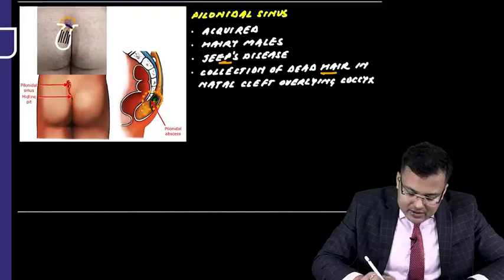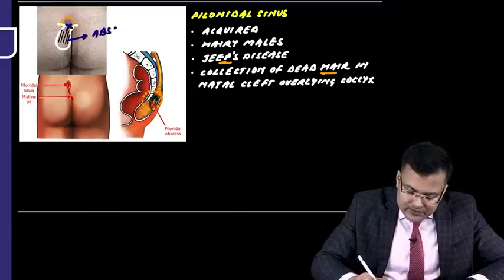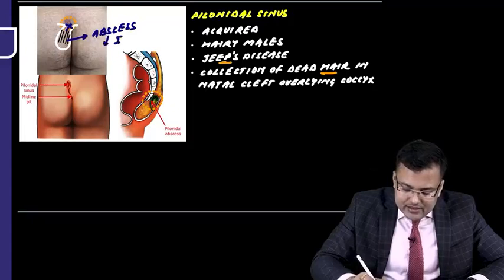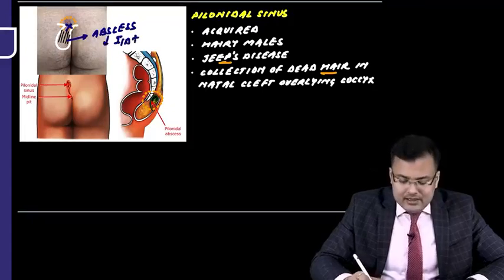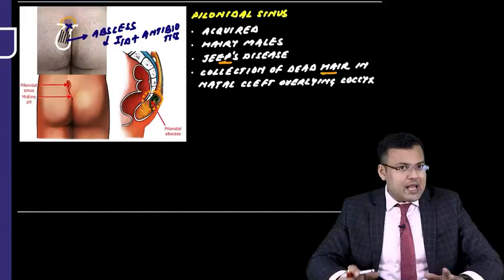Whenever its tract is obstructed, it gets infected. Because of obstruction and infection, it can lead to abscess. So sometimes there is abscess formation, and if there is abscess, in such cases we give antibiotics and we go for IND. So we perform IND and give antibiotics whenever there is abscess.